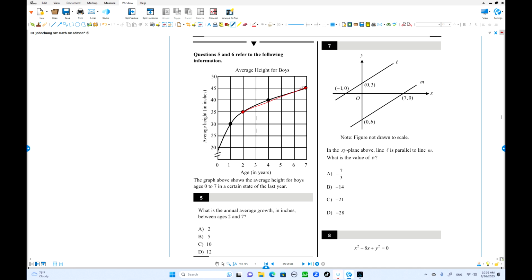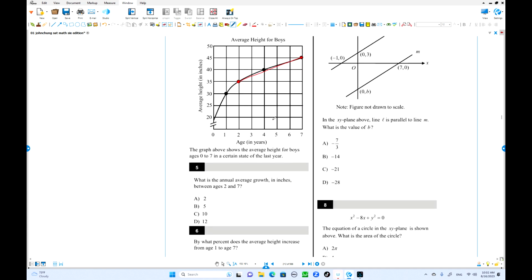The average rate of change is the slope of this secant. y2 minus y1 over x2 minus x1. y2 minus y1 is 45 minus 35, that is 10. How many years? 7 minus 2, 5 years. So annual is what? 2. That's the slope. So each year it grows 2 inches in height.